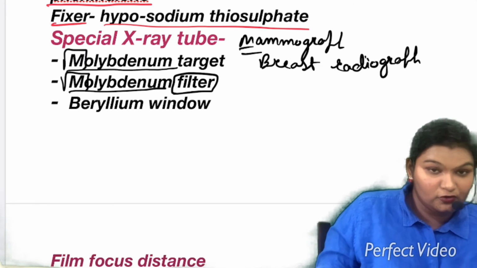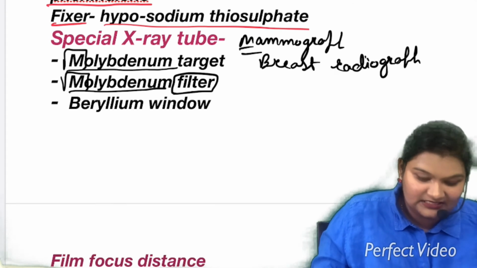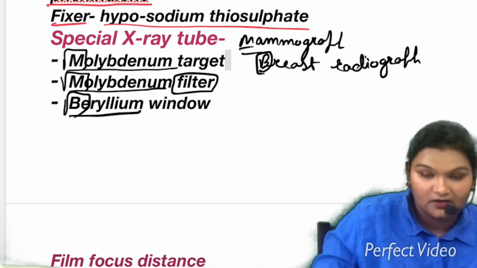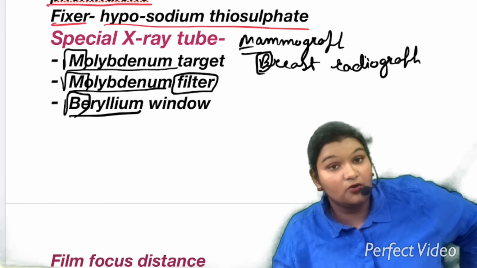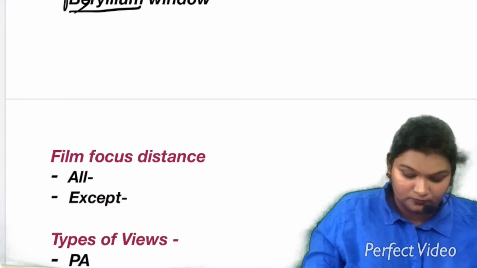Then the window through which the X-ray exits. Normally it is made up of glass or pyrex. Here it is made up of beryllium. B for beryllium, B for breast. So these are the exceptions. We are going to see these exceptions in detail, but I am just covering them here for the MCQ.